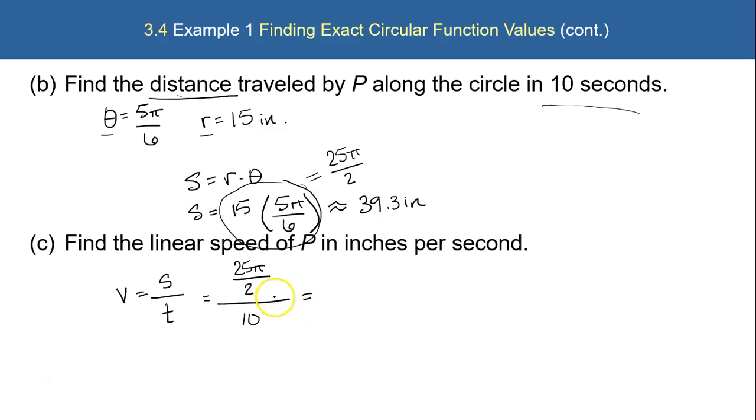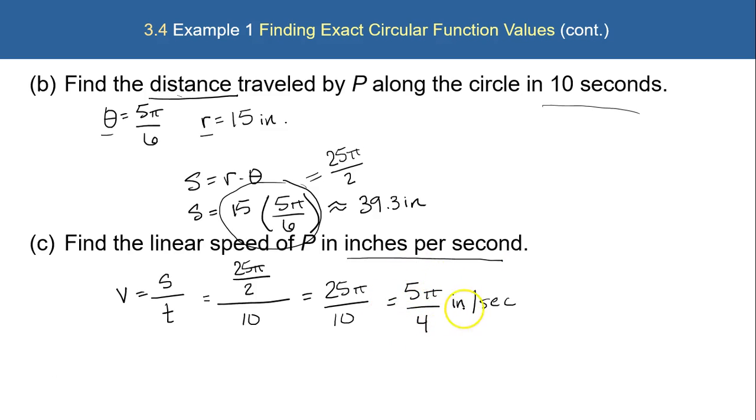Now let's reduce that. We get 25 pi over 10, which can be reduced further down to 5 pi over 4 inches per second is what it's measured in. Okay, so this is what we're looking for, our linear speed. Sometimes you will be asked to find linear speed, just approximate the value in the unit of measurement that it's given to you, but here I just gave the exact value.